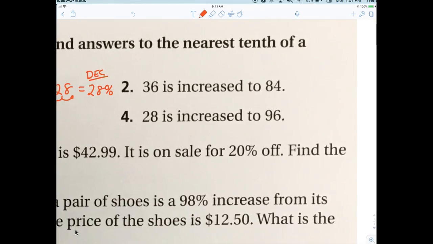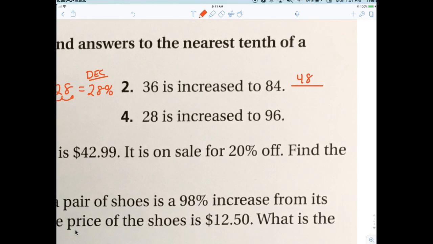So now, 36 is increased to 84. If 36 is increased to 84, what is the change? Somebody tell me what the change is. 48. Somebody said 48. Is that true?